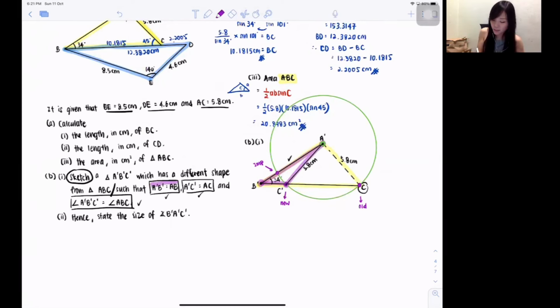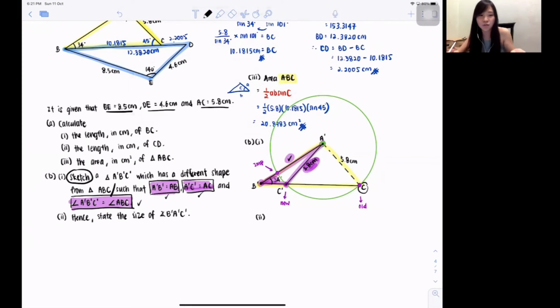So they say AB length need to be the same. So my purple color triangle, isn't it this length still the same? Check. Next one, AC length still the same. Isn't it AC length 5.8 cm? Still the same. Check. Next one, angle ABC, isn't it need to be the same? So is the 34 degrees still there? Check. Yet different in shape, isn't it? You know you draw it correctly. You want to erase it off also can, but I won't because usually I love to have everything there so that I can see everything in a go, okay?